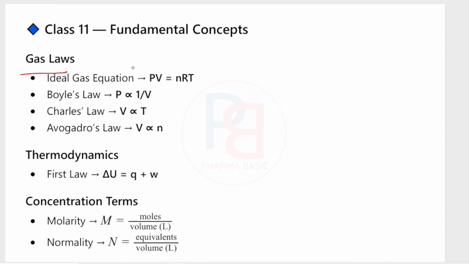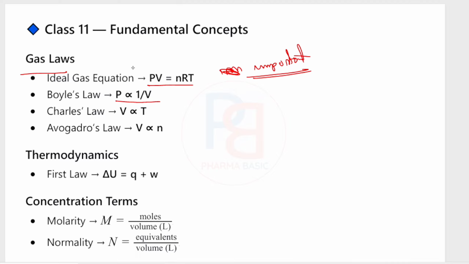For the ideal gas law, the ideal gas equation is PV equals nRT. It is very important. Here P is the pressure, V is the volume, n is the amount of substance, R is the gas constant, T is the temperature. In Boyle's law, P is inversely proportional to the volume. That means pressure increases if volume decreases.